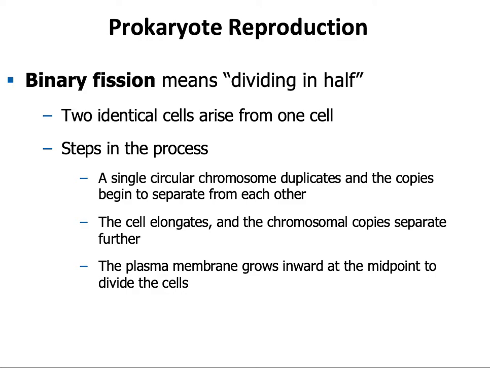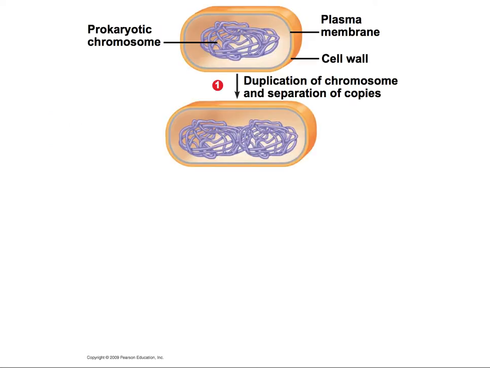So binary fission actually means dividing in half, and that's essentially what a bacterium is going to do. You end up with two identical cells, and the steps in the process are quite simple. So let me show you that in pictures. So here we have our original parent cell, right? We have our bacteria, and it's getting ready to divide. So the first thing it's going to do is copy its single chromosome, so now it has two copies. There's one copy, and there is another copy.